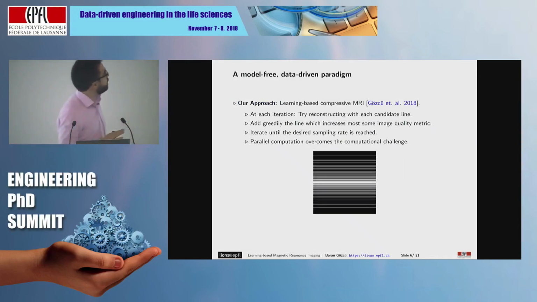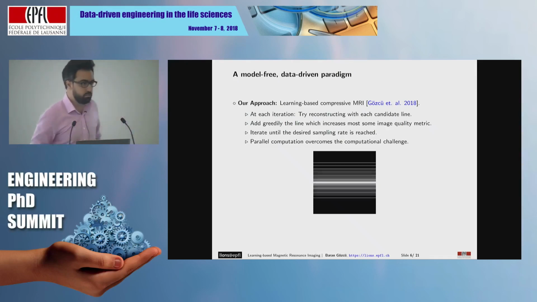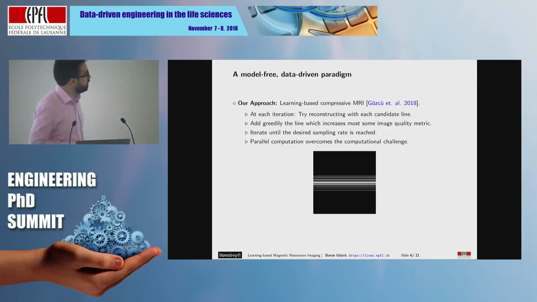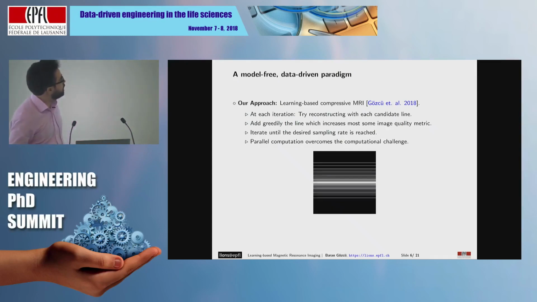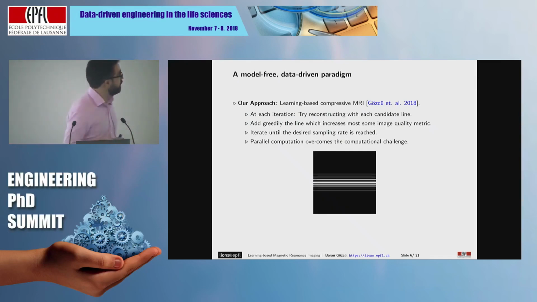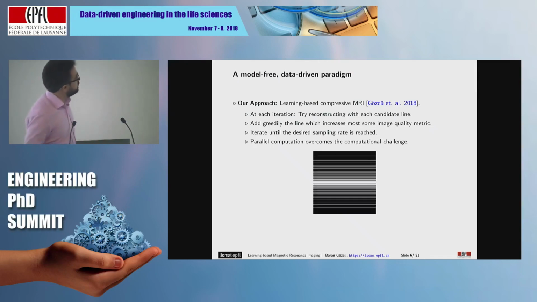base our approach on a specific model. We will directly learn the mask, the sampling, from data. And we call this learning-based compressive MRI. And how do we do that?